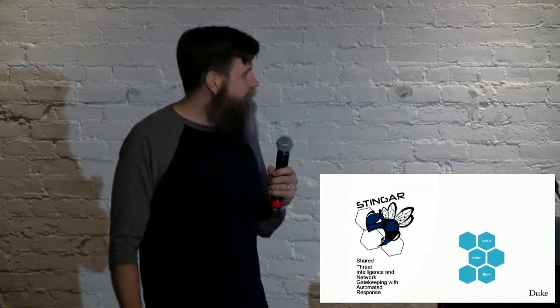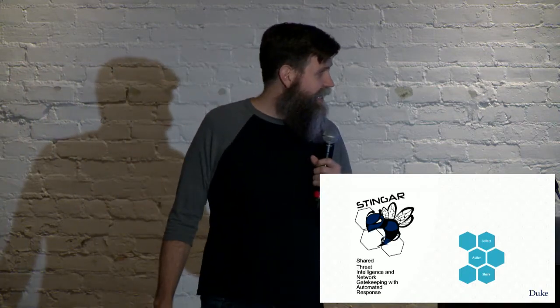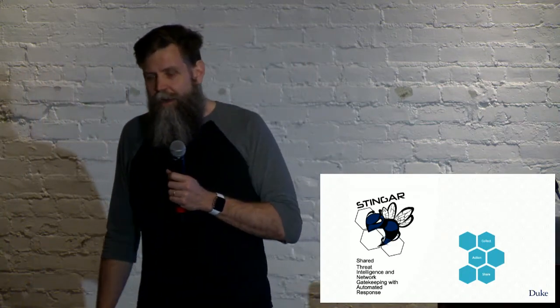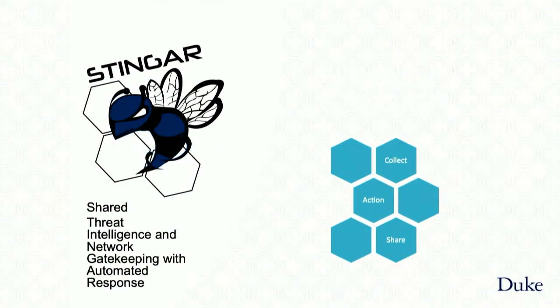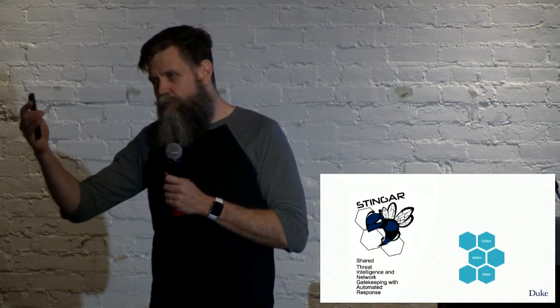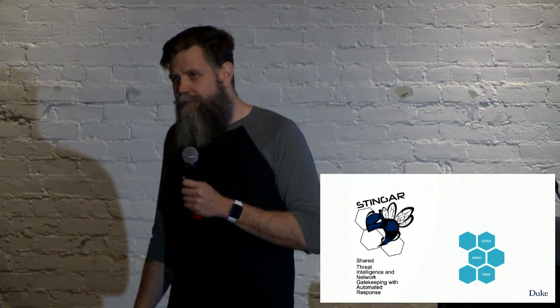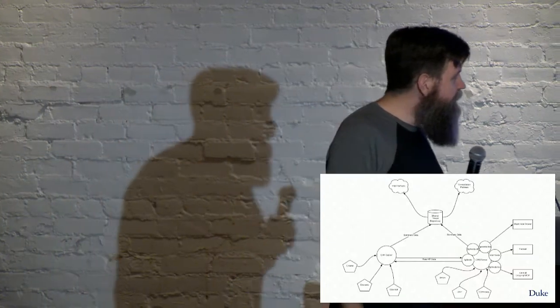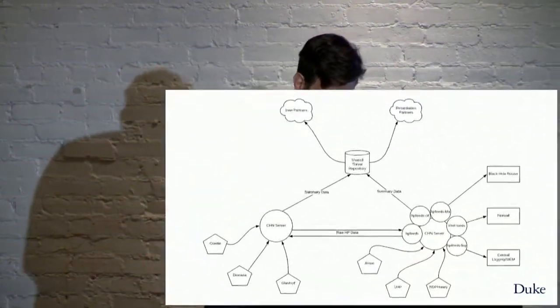STINGAR is actually a backronym: Shared Threat Intelligence and Network Gatekeeping with Automated Response. And the basic tenet is that we help people collect data about attacks on their network using honeypots. We automatically share that data back to a central repository that all participating partners can pull back. And we also built some hooks to try and help them get this data into whatever protection devices they may have as quickly as possible. The basic architecture kind of looks like this.